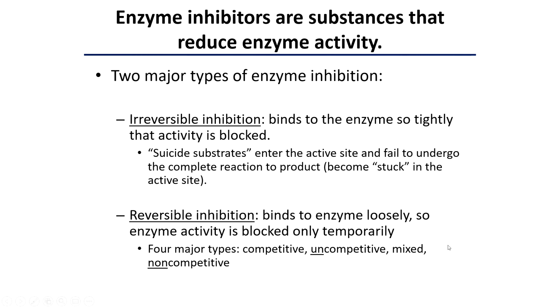However, there are 4 different classes of reversible inhibitors. Ones that bind the enzyme loosely so that enzyme activity is blocked, but only for a short period of time. These are reversible, non-covalent interactions between enzyme and inhibitor. There are 4 major types: competitive inhibitors, uncompetitive inhibitors, mixed inhibitors, and non-competitive inhibitors.